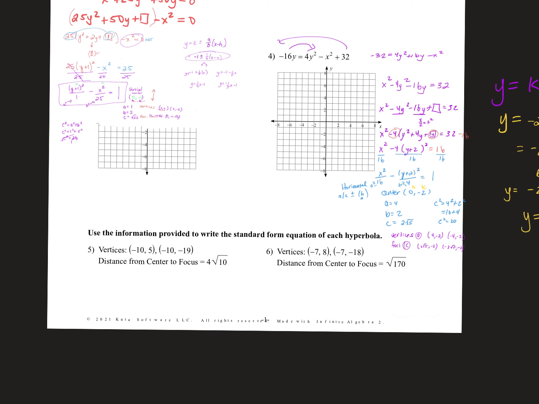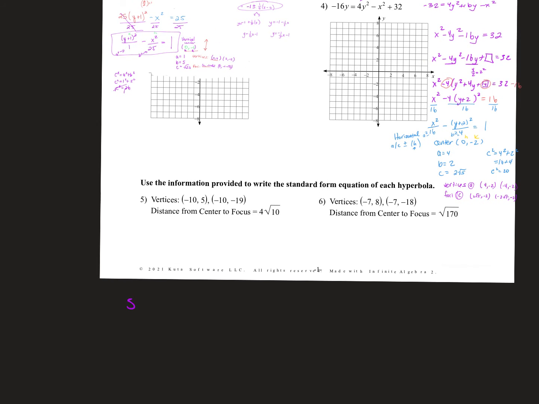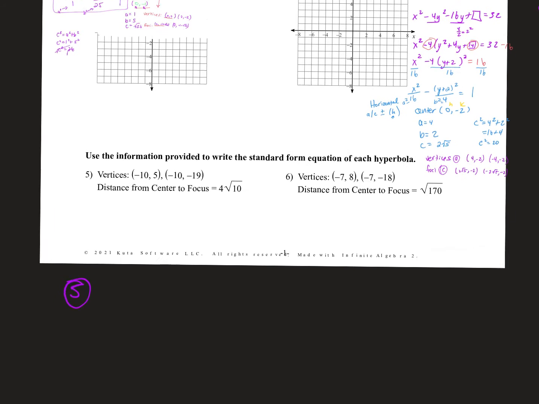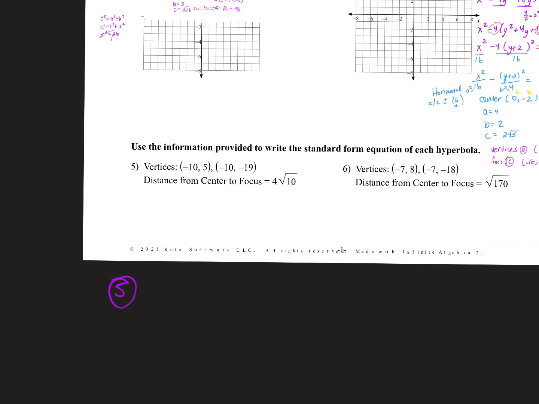Want to do 5? Okay. I'm going to do it down here in the black. It says, use the information provided to write the standard form of each hyperbola. Okay, so let's just draw ourselves a little picture, see what we have working with here.